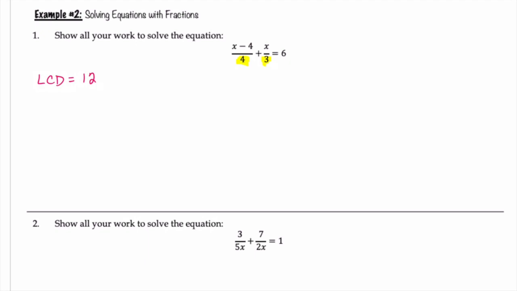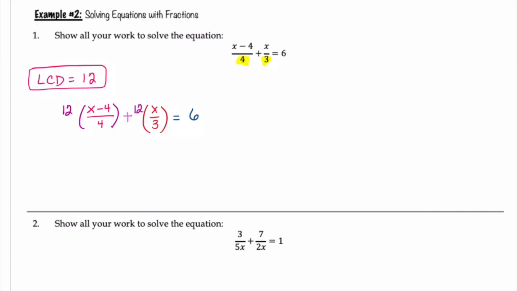Once I know that this is my LCD, I'm going to use that LCD to get rid of my denominators. I'm going to rewrite, and multiply each term by 12. I have my second term, x over 3. I'm going to multiply that second term by that LCD. Equals 6. And that 6 is also going to be multiplied by that LCD. So I'm multiplying each and every term by that LCD.